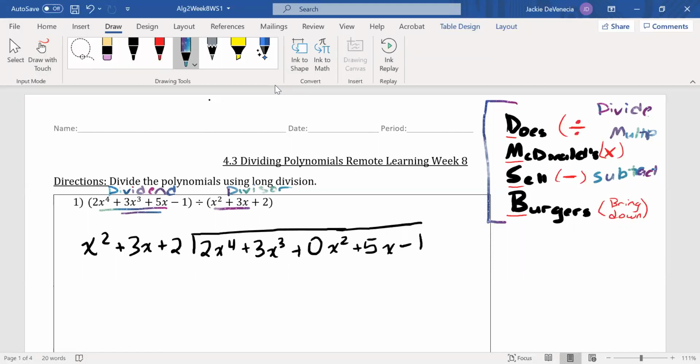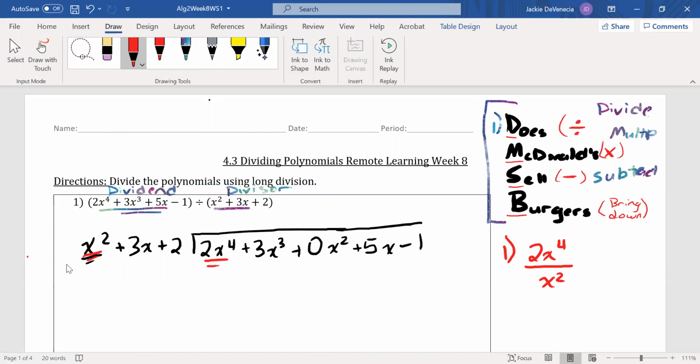Okay, so now we're going to start with our first step, which is to divide. So we're going to divide first. Usually I'm going to start with the first term of the second polynomial, the divisor, and divide it by the first term of your dividend. So with my first step, divide, I'm going to do 2x to the fourth divided by x squared.